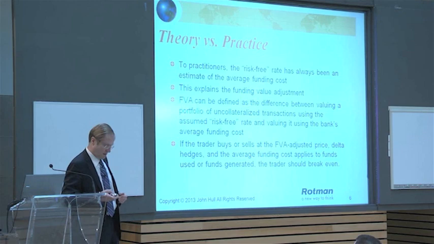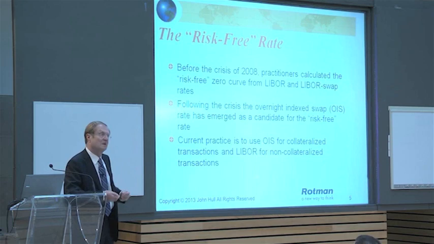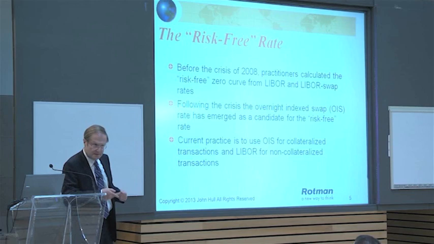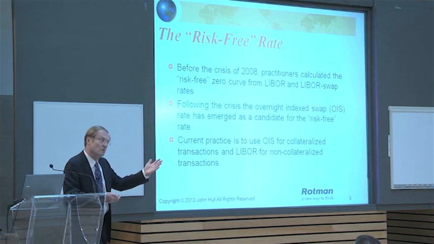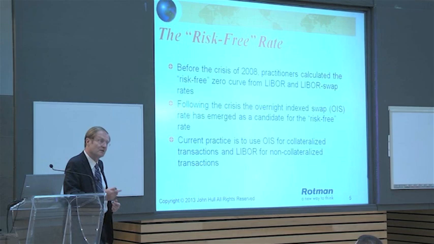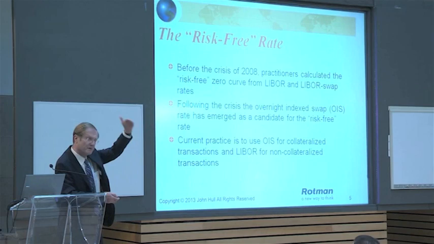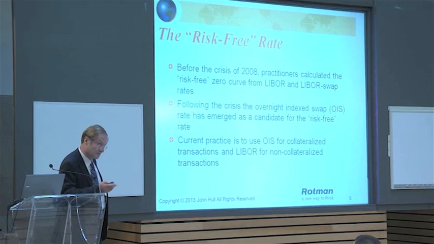So if we just go back a slide, why is current practice to use the OIS rate for collateralized transactions? Well, because collateralized transactions are funded by the collateral. Interest is paid on the collateral, and the usual arrangement in the US, for example, is that interest would be paid at the Fed funds rate, which is the overnight rate that's closely related to the OIS rate. So using the OIS for collateralized transactions is just reflecting the fact that you're funding those collateralized transactions typically at the Fed funds rate or the equivalent rate in other countries, and the OIS rate, as I say, is the longer term rate that's consistent with the Fed funds rate.